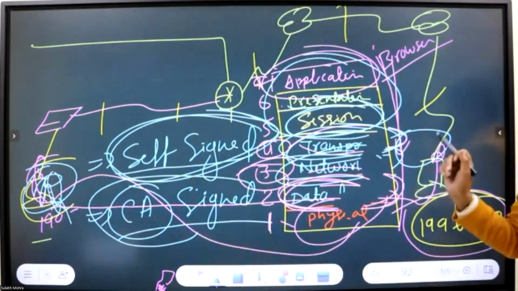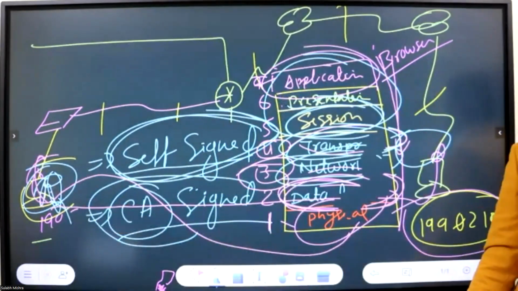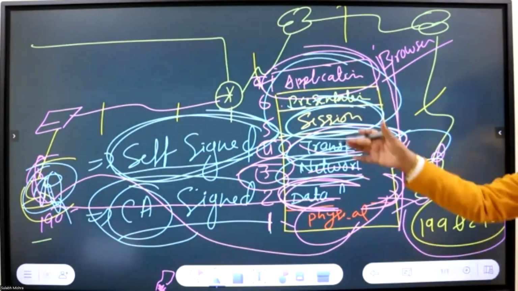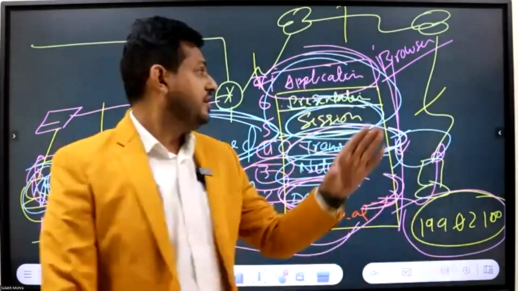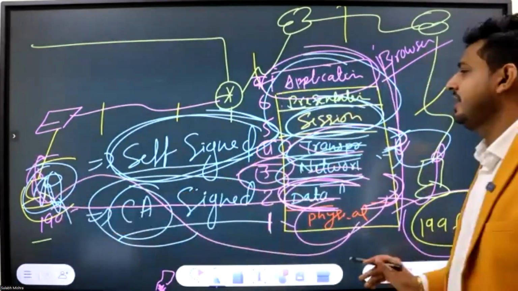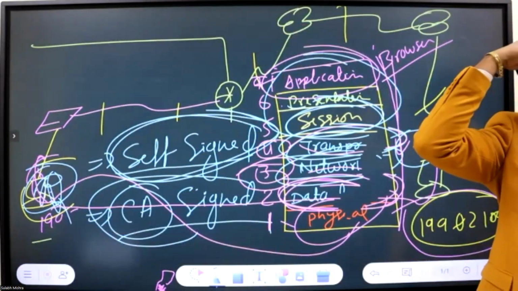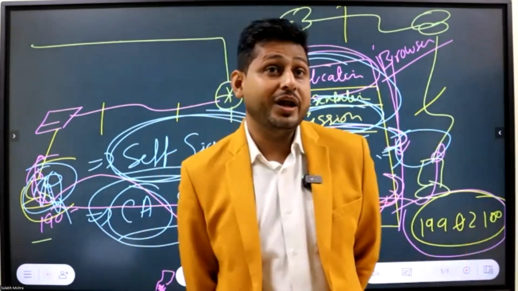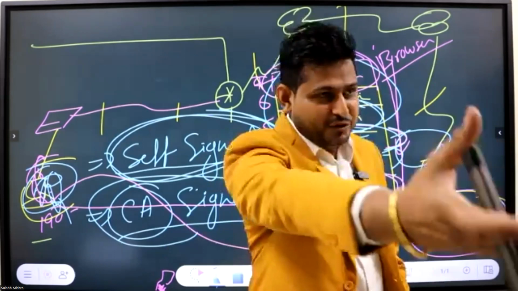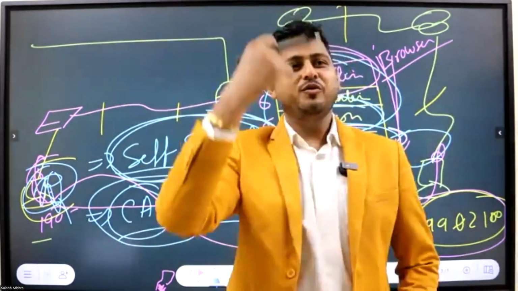Understand? That means this model comes 2 times. One time on the source side, and the other time on the destination side. Application to physical, then physical to application layer, right? If the interviewer asks you what is the OSI model, then you write what is the OSI model.